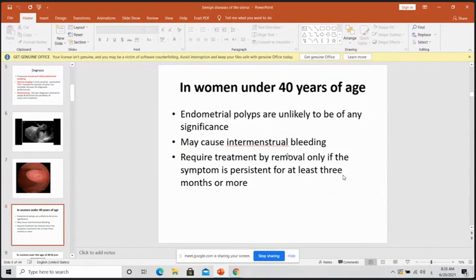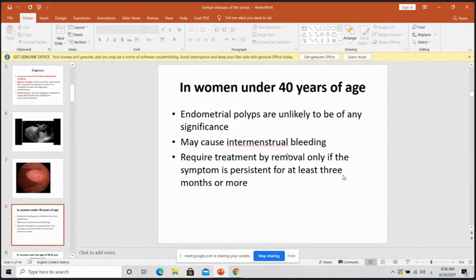And the removal here is mandatory only if they are symptomatic and the symptoms persist for at least 3 months or more. So if the woman presents with symptomatic endometrial polyps, they should be considered for removal, and of course the removal can be done by the hysteroscope, operative hysteroscopy, as I said. The symptoms here will be intermenstrual bleeding. That is to say, the woman reports spotting in between menses.